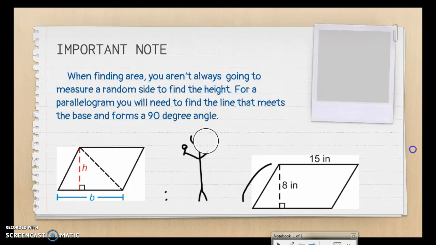So keep that in mind when you're finding your height of your parallelogram. It's got to form a 90-degree angle. It needs to be 90 degrees from your base. And this little guy right here tells you 90 degrees. Okay? And it forms half of the square. Alright, let's keep going.